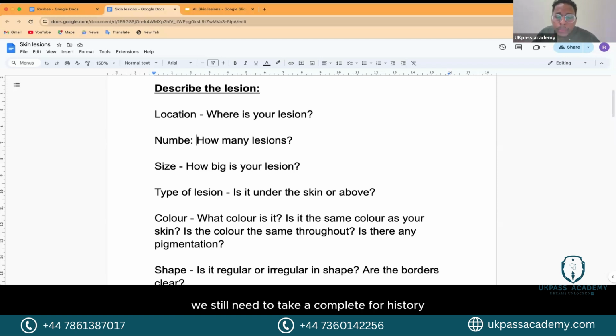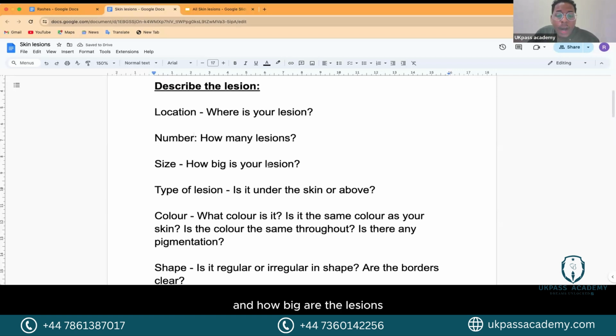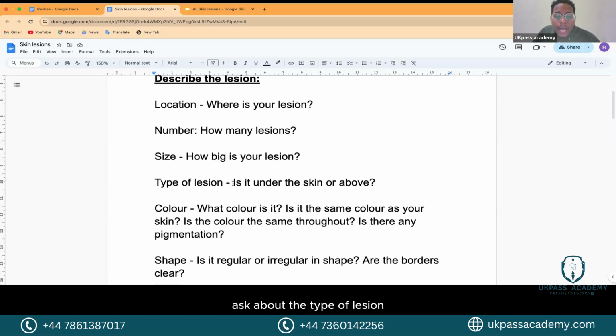You still need to take a complete full history, asking about where is the lesion, the number, how many lesions are there, and how big are the lesions. Ask about the type of lesion. Is it under the skin or is it above the skin? And what color is the lesion? Again, we want to know if the color is the same as the skin and if it's the same throughout.